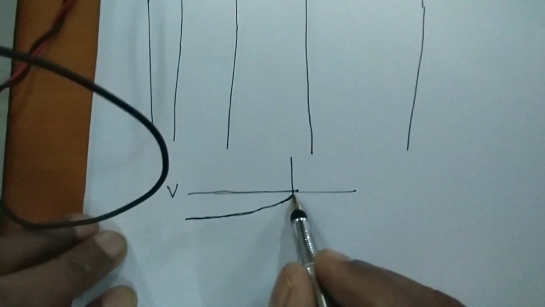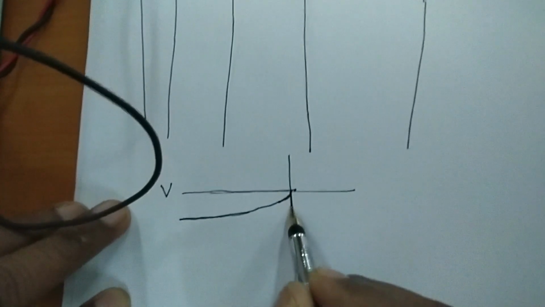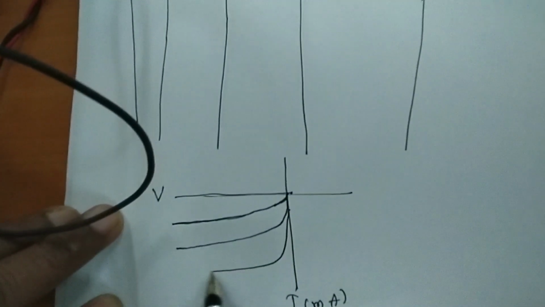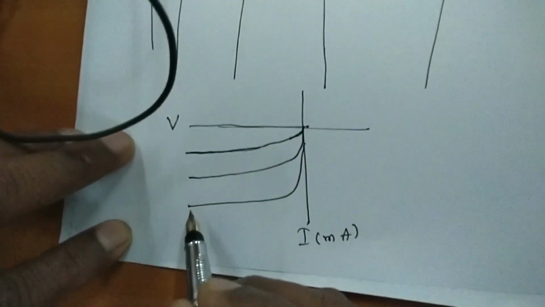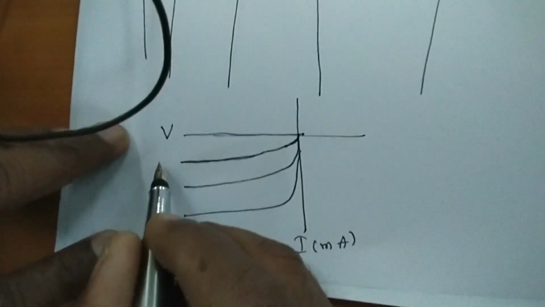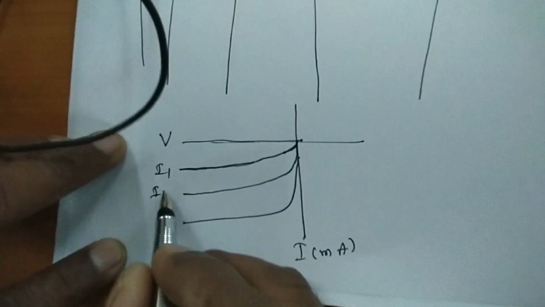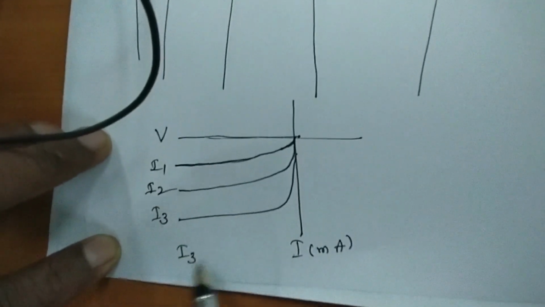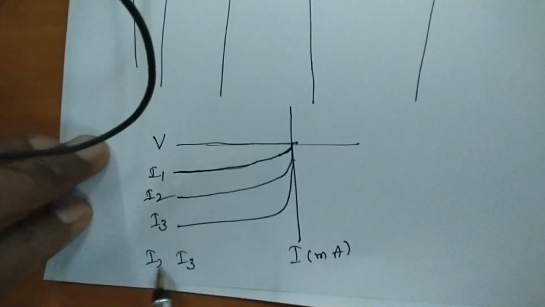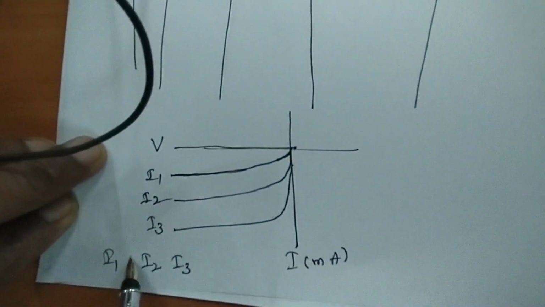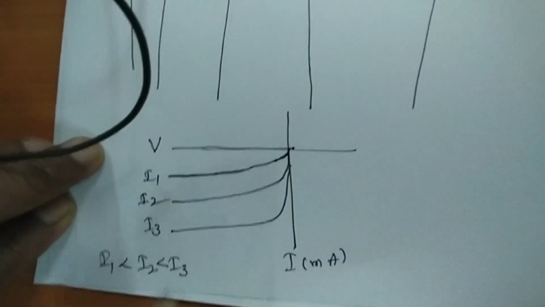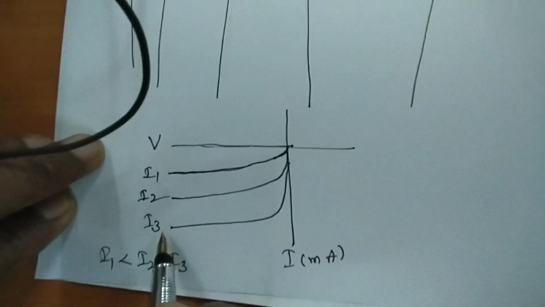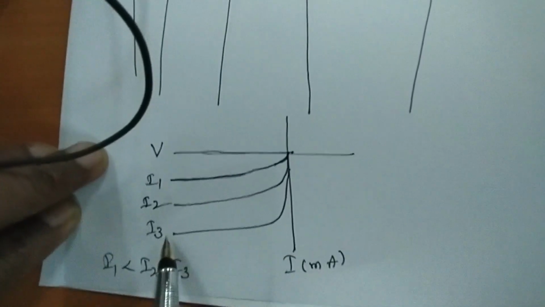If I increase the intensity for the next value, the curve goes like this and becomes like this. If I still increase it, it becomes like this. So you have to write the different values. Suppose say this is intensity 1, intensity 2, intensity 3, where we have I1, I2, I3. So I1 is less than I2, I2 is less than I3. So the higher the intensity of the light falling, the more current it produces, and we have a saturation region.